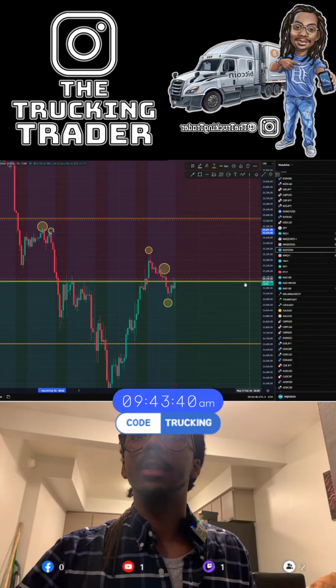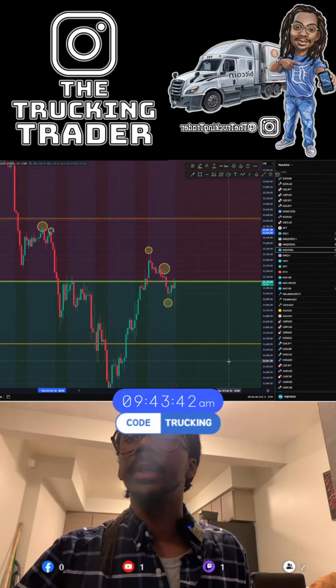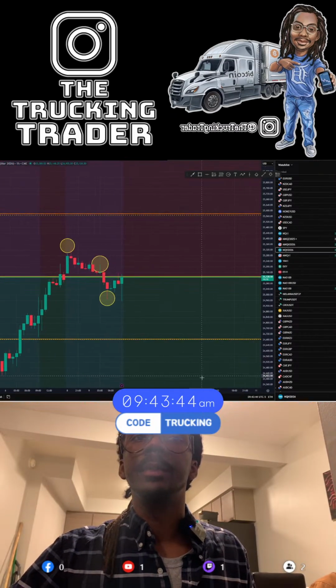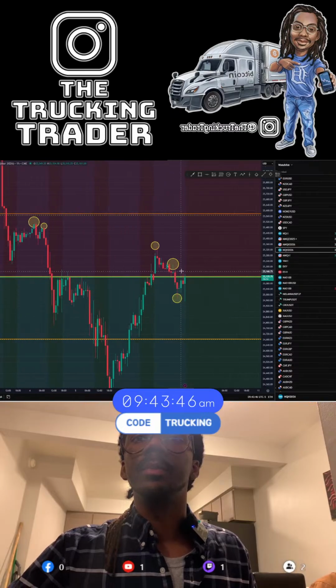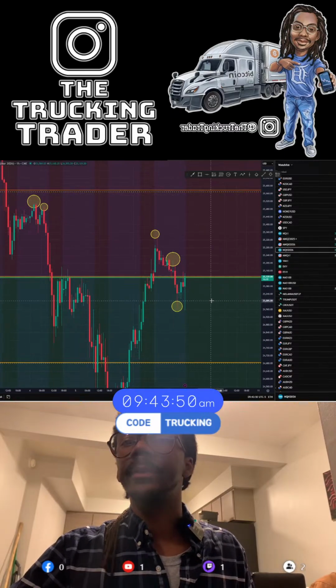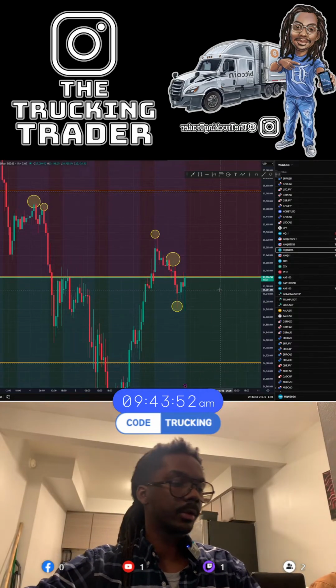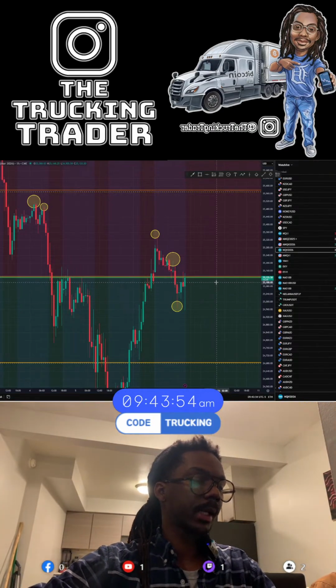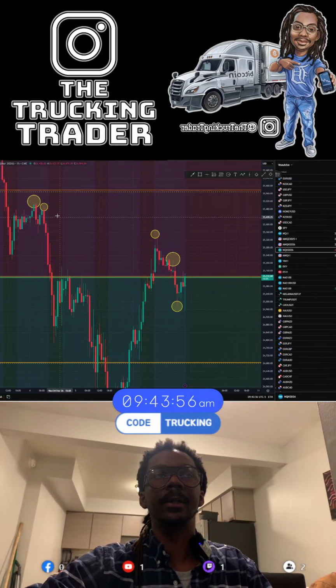All right, so right here we're getting a potential swing failure on a 1-hour time frame. Still too early to tell. We need to see how this candle closes on a 1-hour time frame. So we're going to have to wait for the 10 a.m. Right, so that's why ICT teaches time and price. There is a lot of people who trade as soon as the market opens.